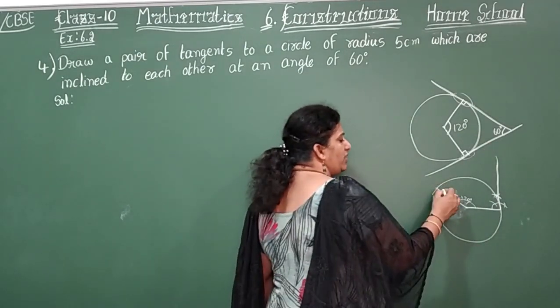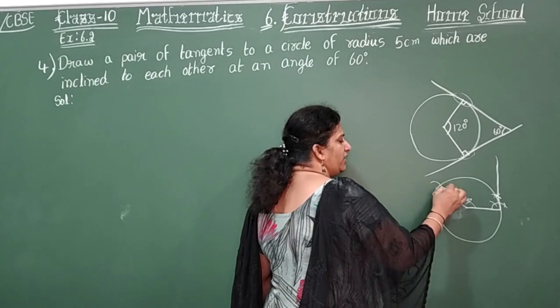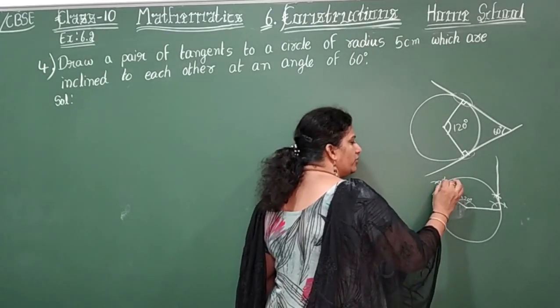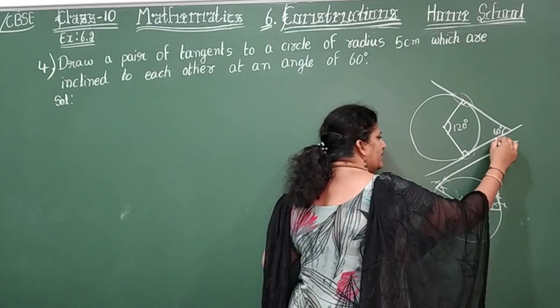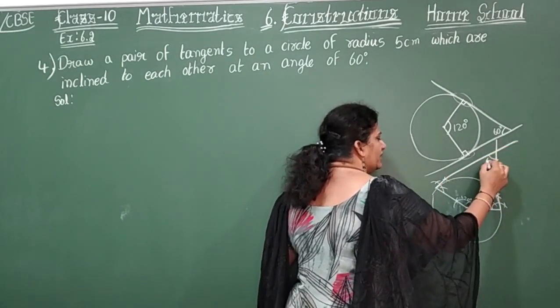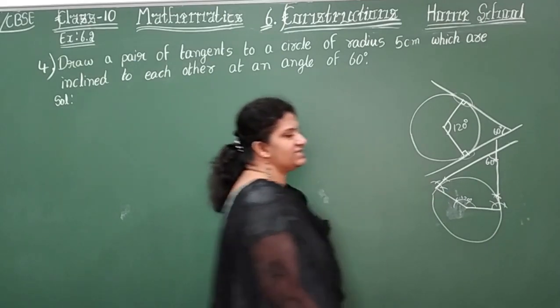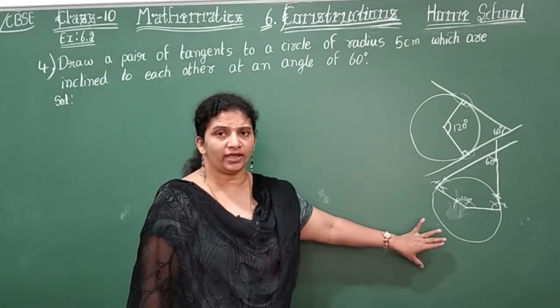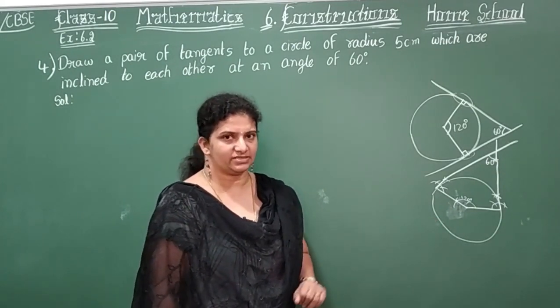Then again from here, draw an arc like this. Then, in order to join, these two will be meeting. Definitely this angle will be 60 degrees. This is one method of drawing a pair of tangents.